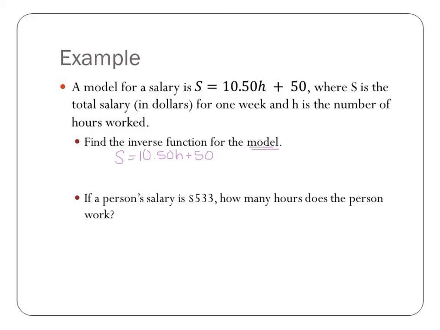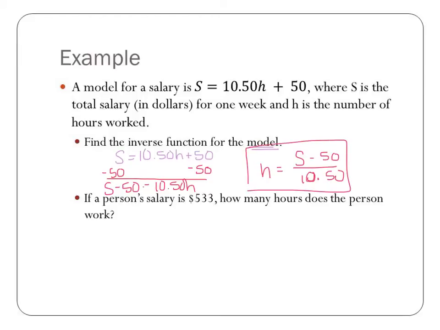So we're going to start by subtracting 50. And so we have S minus 50 equals 10.50H, and then divide by 10.50. So H equals S minus 50 divided by 10.50. So there is the inverse. So if it asks you to find the inverse of a model, you are just solving it for another variable.